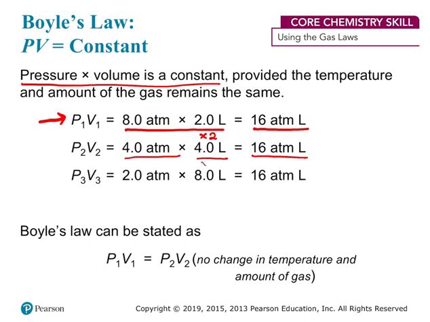And then let's say we multiply the volume by 2 again. So now we have 8 liters. The pressure is going to decrease by half again to 2 atmospheres. Now if we multiply those two together, again we get 16. And that's what gives us Boyle's law, the fact that pressure times volume is a constant for a particular system.